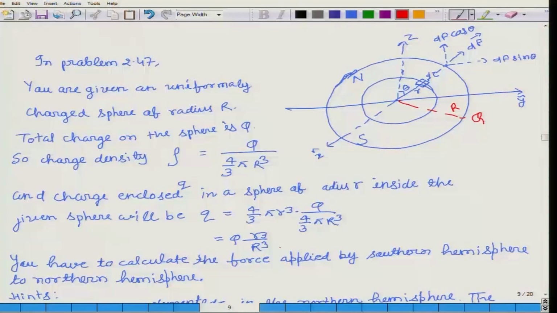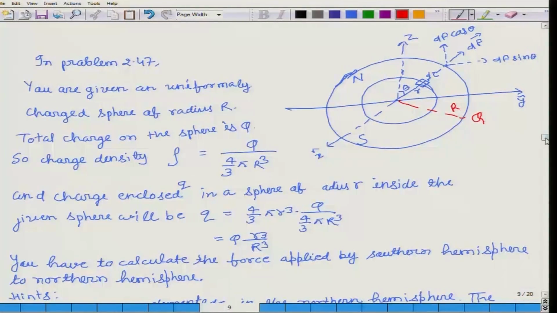So, you have to calculate the force applied. So, what is your problem? Let us call half of this sphere the southern hemisphere and the other part the northern hemisphere. You have to calculate the force applied by the southern hemisphere on the northern hemisphere. To find out the force, just consider a charge element d tau in the northern hemisphere.